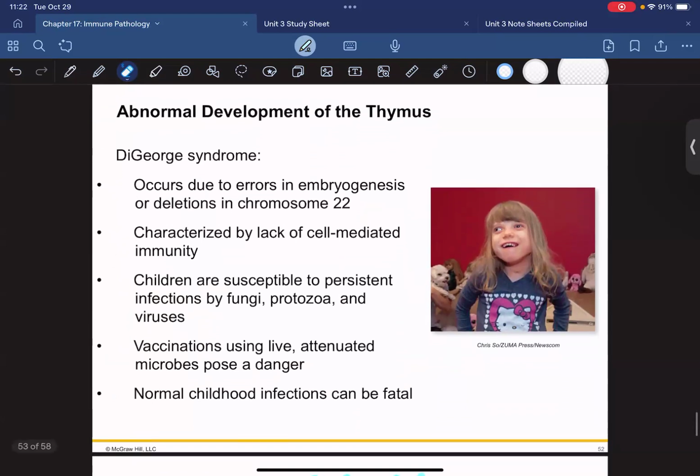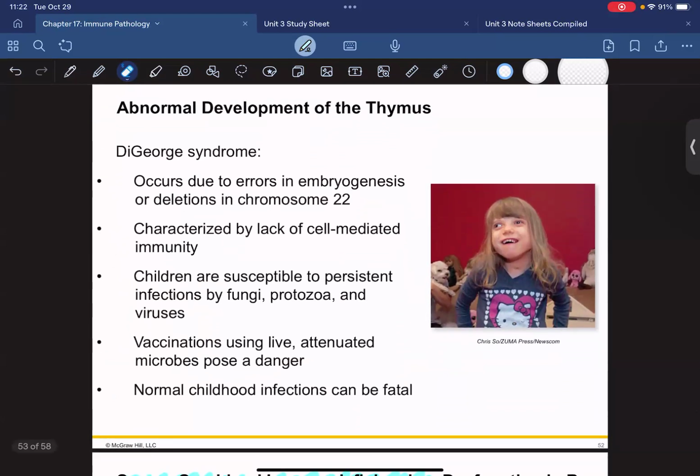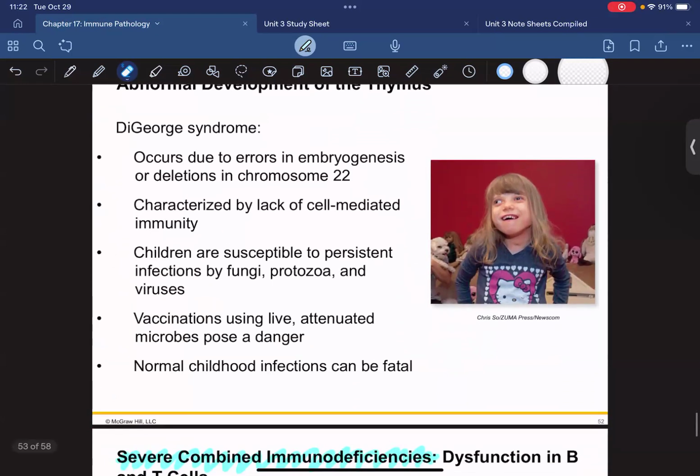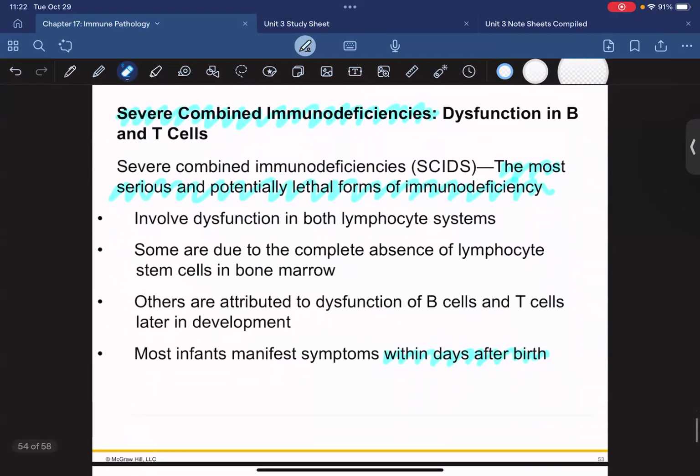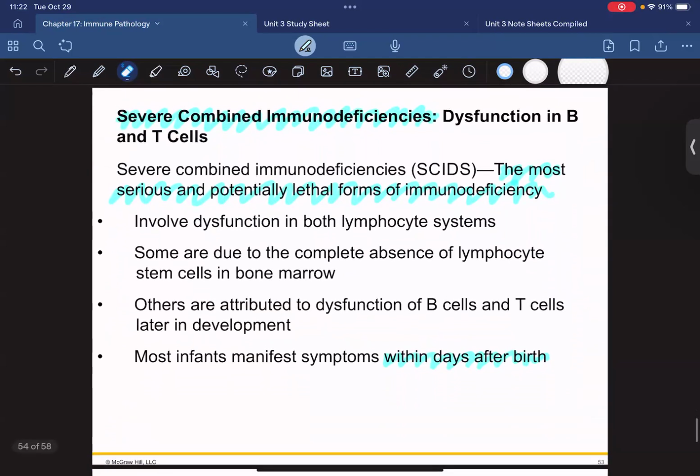So anything that affects your T cells is going to be affecting pretty much all of your adaptive immunity, including DiGeorge syndrome, where we have issues with T cell development in the thymus that can potentially be fatal, lead to fatal infections because we can't stave them off. So these children who have DiGeorge syndrome often have issues with infections that we wouldn't have to deal with as healthier individuals.